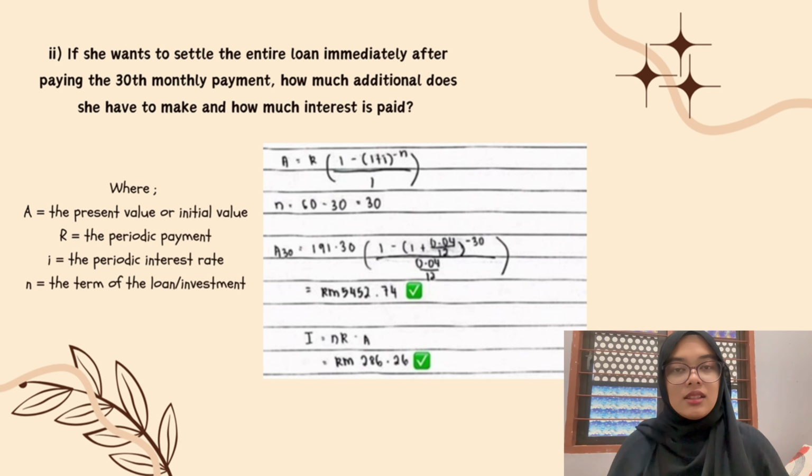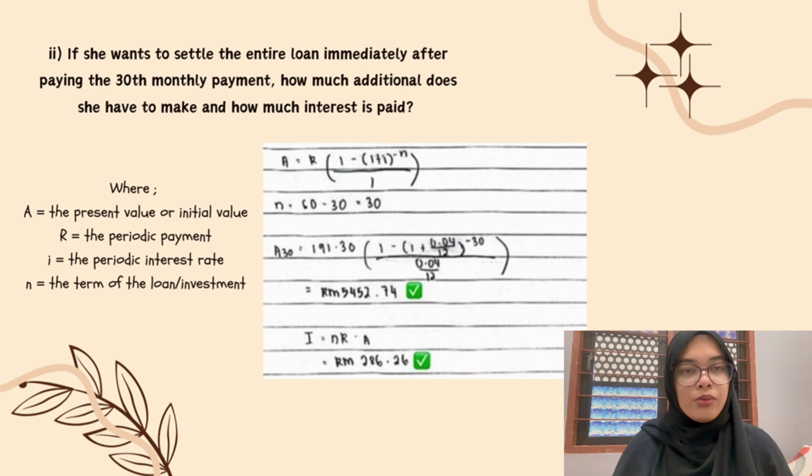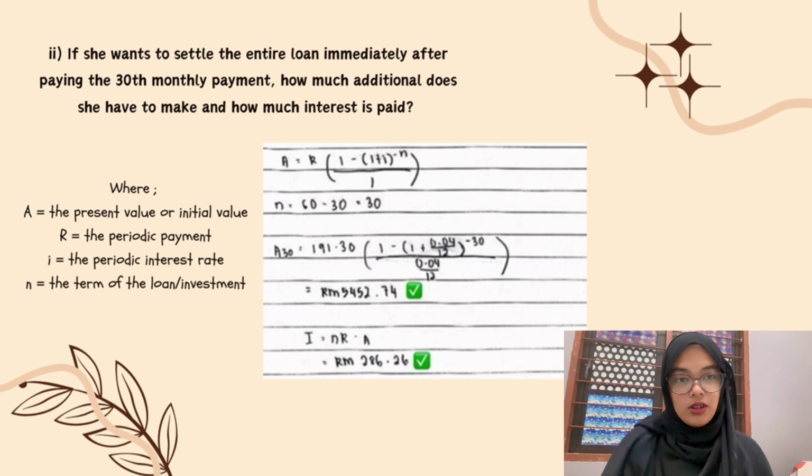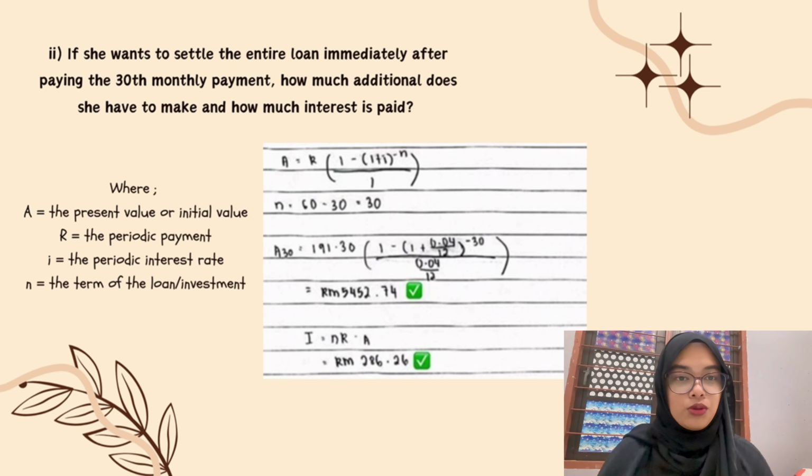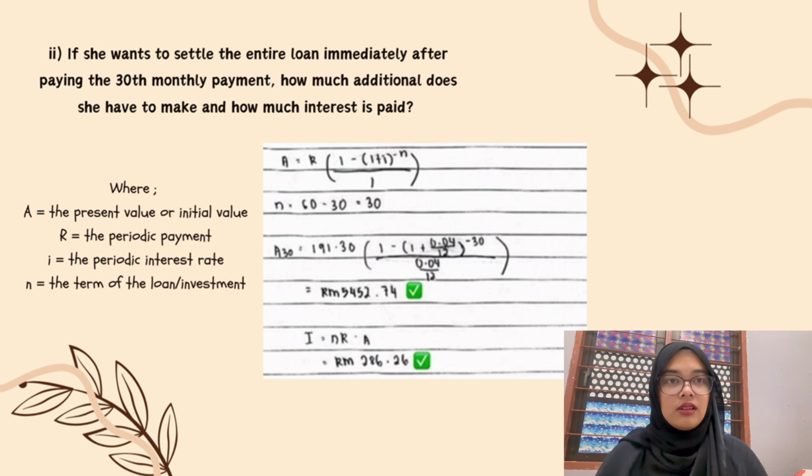If she wants to settle the entire loan immediately after paying the 30th monthly payment, how much additional does she have to make and how much interest is paid? This question also uses the same formula as the first question, which is formula A. Let's put all the information to the formula, but the N is different because point unknown wants to pay early after paying the 30 monthly payments. The N is 60 minus 30 equal to 30.